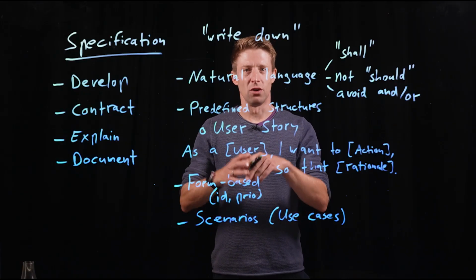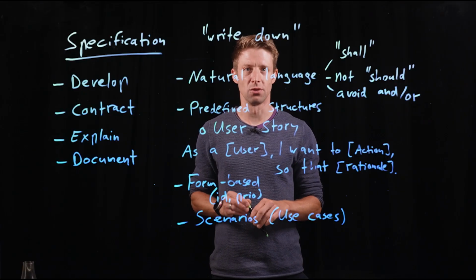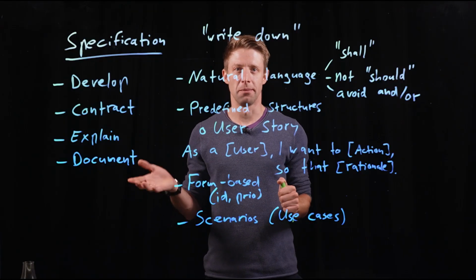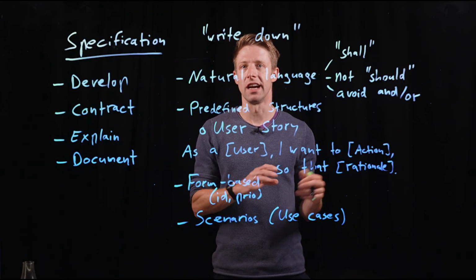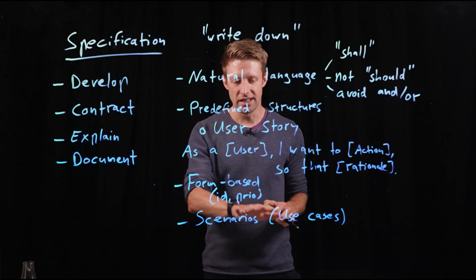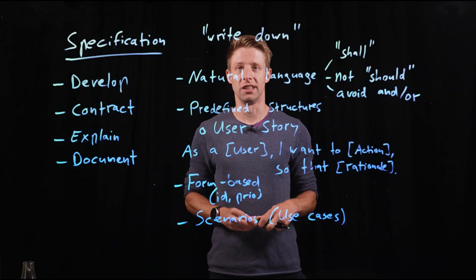And then you often have alternative flows. So what happens if something is wrong? For example, the user says something, the system doesn't recognize it. What happens? Should I ask again? Should I abort the action or things like that? So these are also very popular ways of writing down requirements.